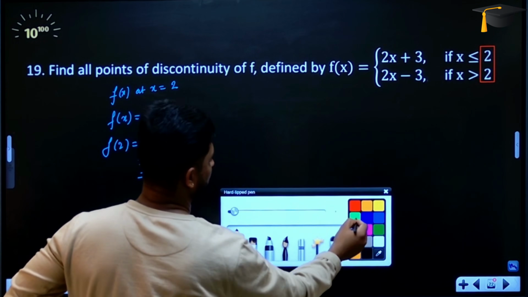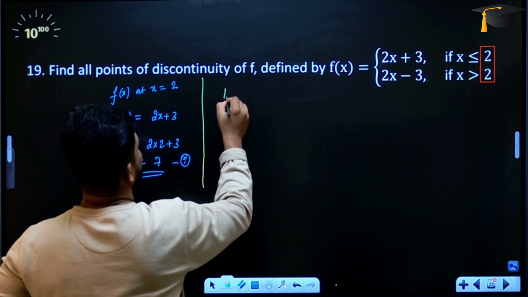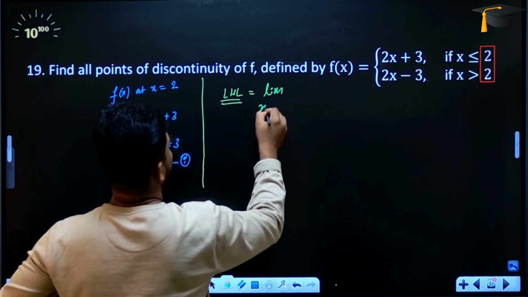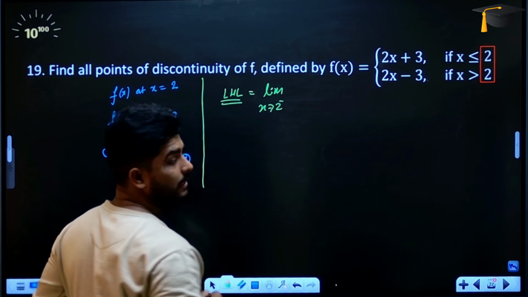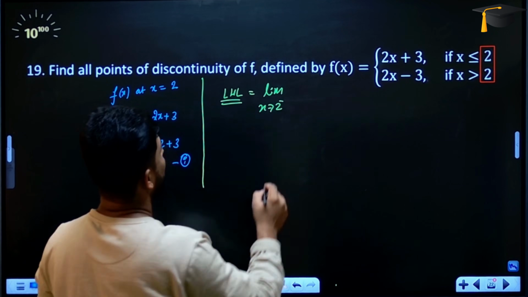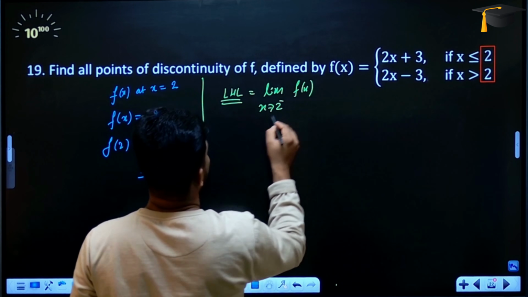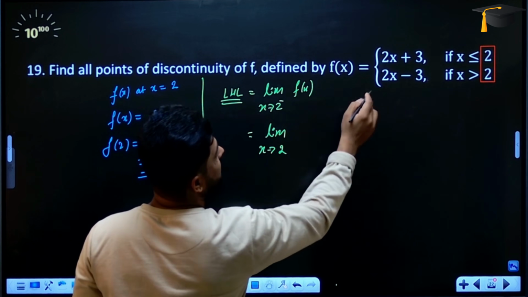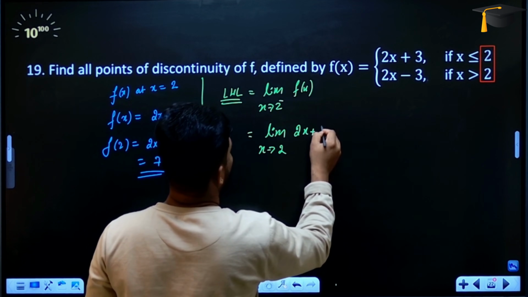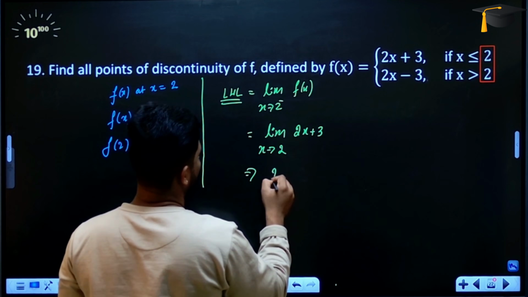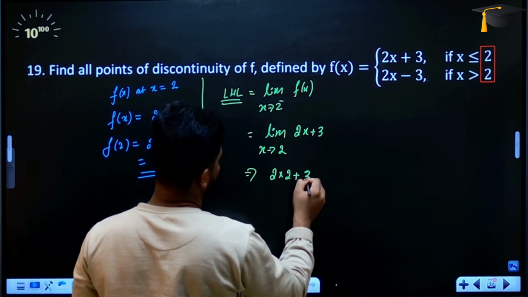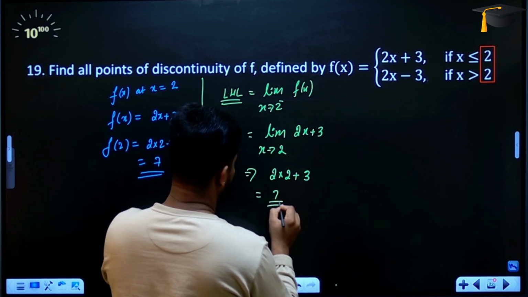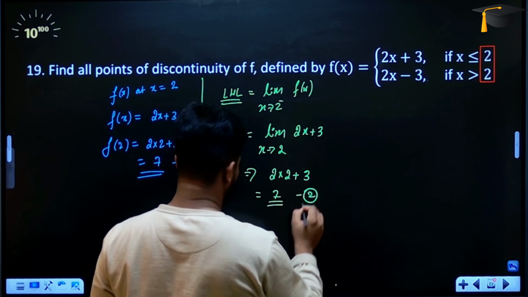Okay, so next LHL. So LHL, so limit x tends to 2. Since it is LHL, I'll take a minus on top, okay? So f of x. Next, while writing limit, so limit x tends to 2 minus, f of x is what? It is 2x plus 3. So now substitute the limit. So it is 2 into 2 plus 3. The answer is 7. Okay, this is equation number 2.